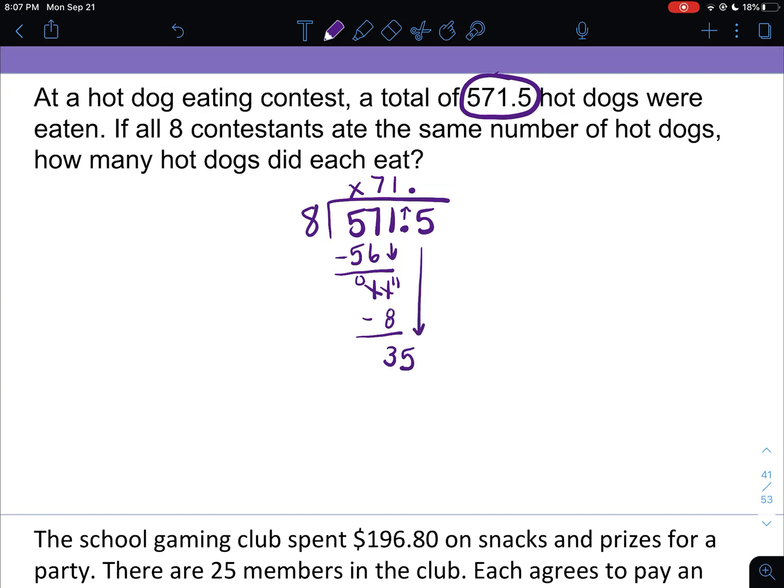Okay, next step is to bring down the 5. So how many times does 8 go into 35? It will go in 4 times, because 8 times 4 is 32. Subtract, and 5 minus 2 is 3. So at this point, you may remember from when we were dividing with whole numbers, you would just write the remainder up at the top, remainder 3.